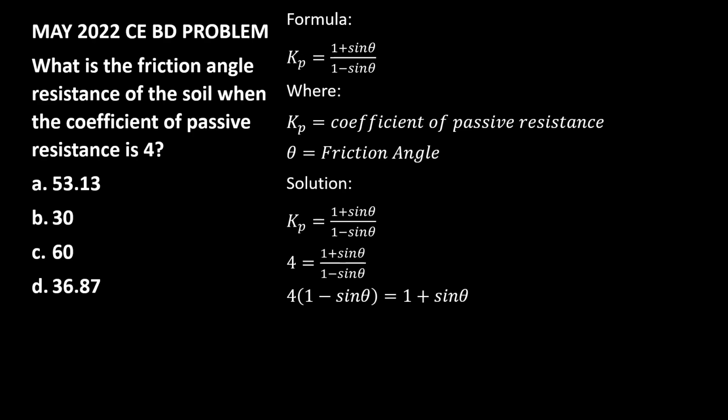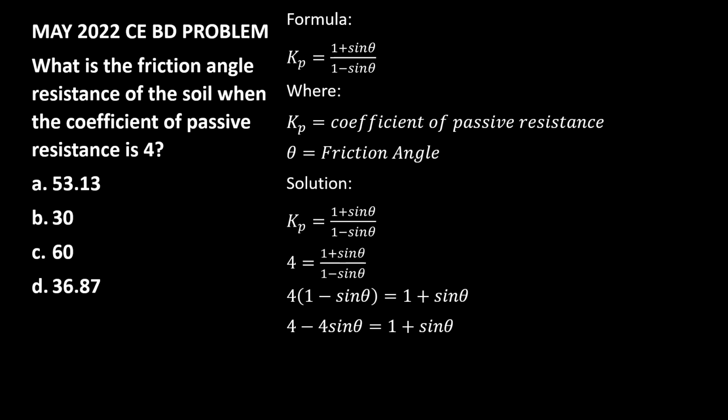And then also, as we can see in this equation, we can actually distribute 4 to its term of 1 minus sine theta at the left-hand side of our equation to make the equation much better and simplified. And as we continue, this is now our working equation: 4 minus 4 sine theta equals 1 plus sine theta.